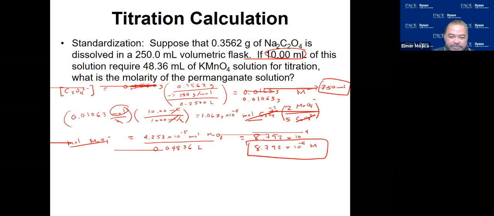So I think the exact number that you have here is 8.794. Try to double check, okay? Exponent negative 5 divided by 0.044836. Yep, 8.794. So we need to use that.